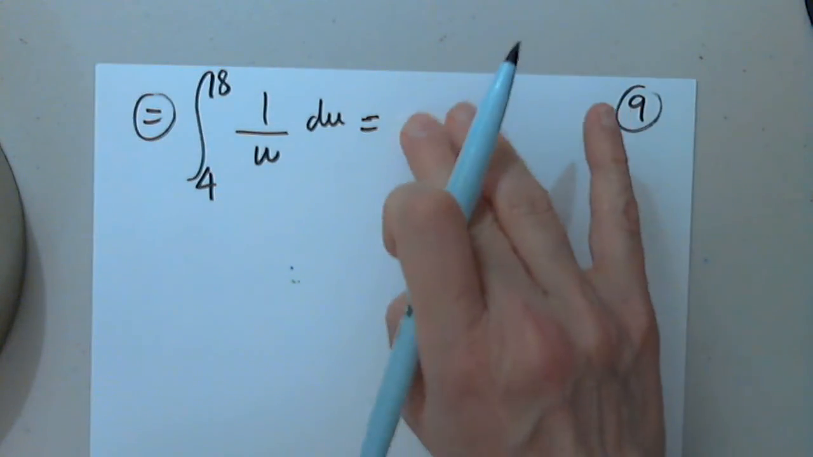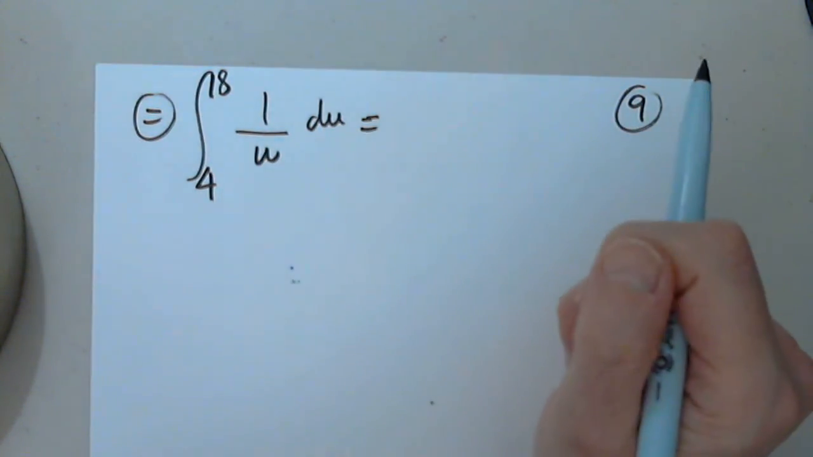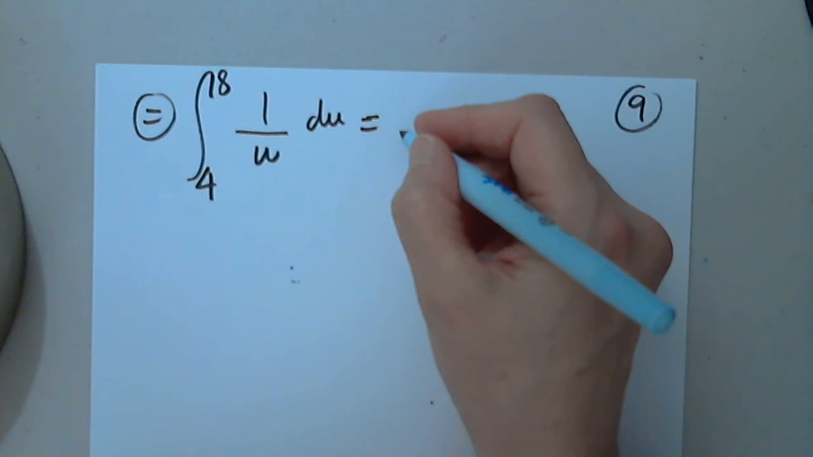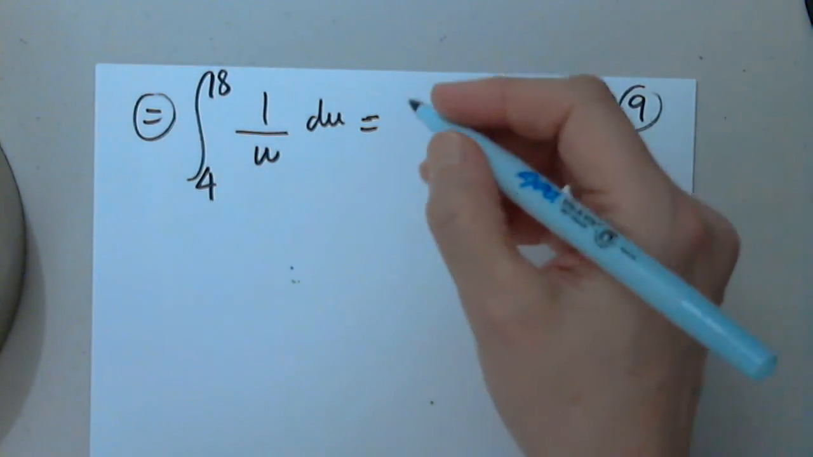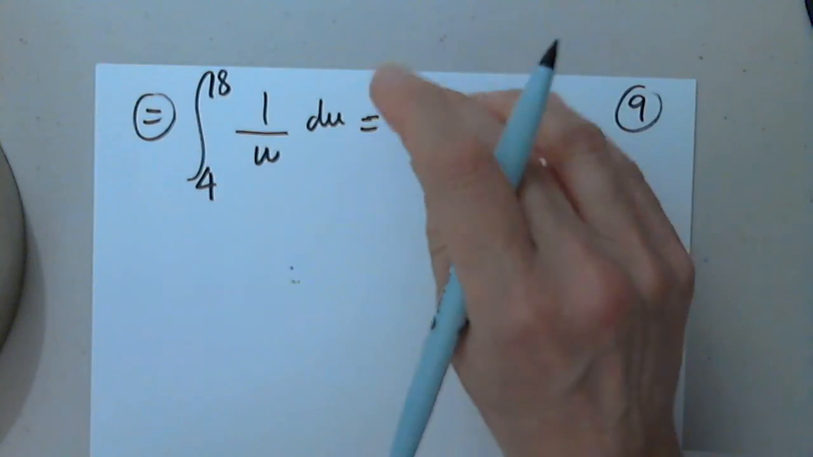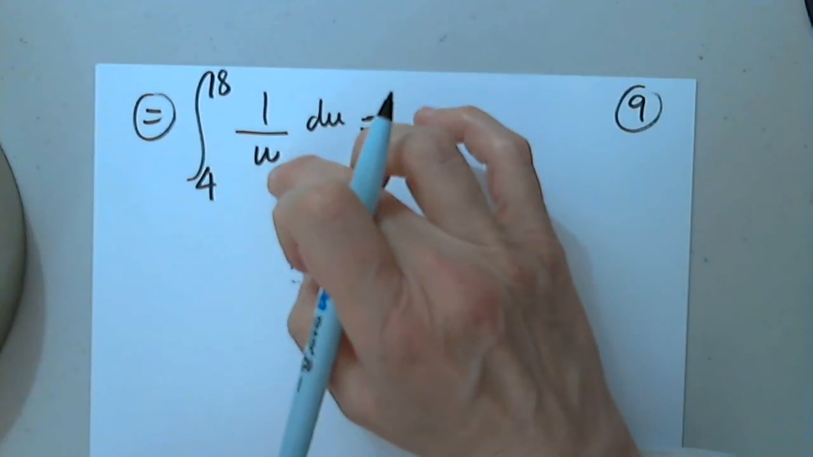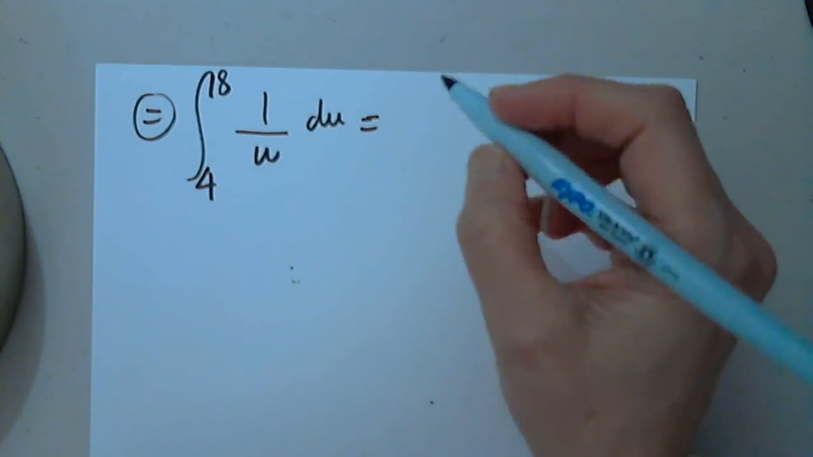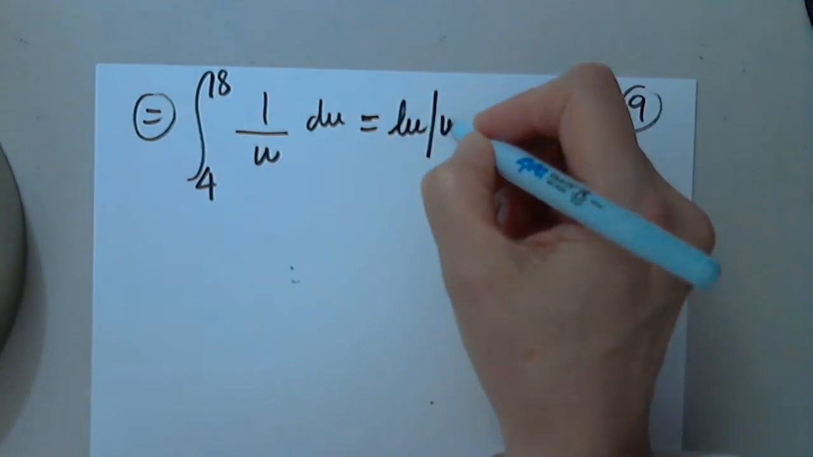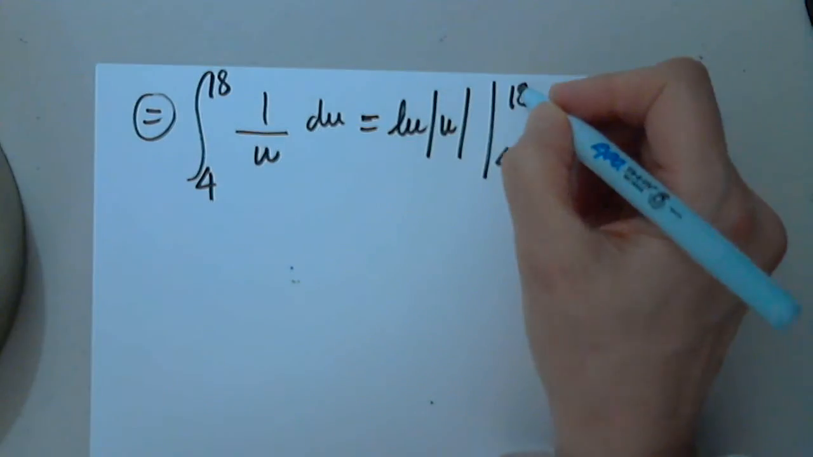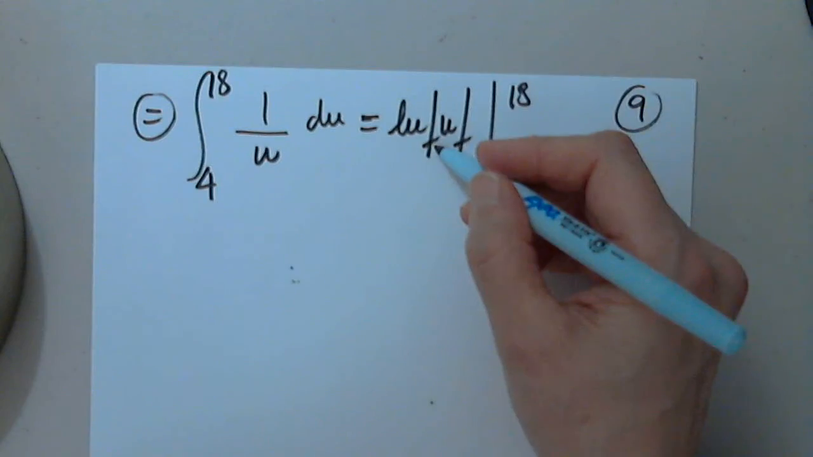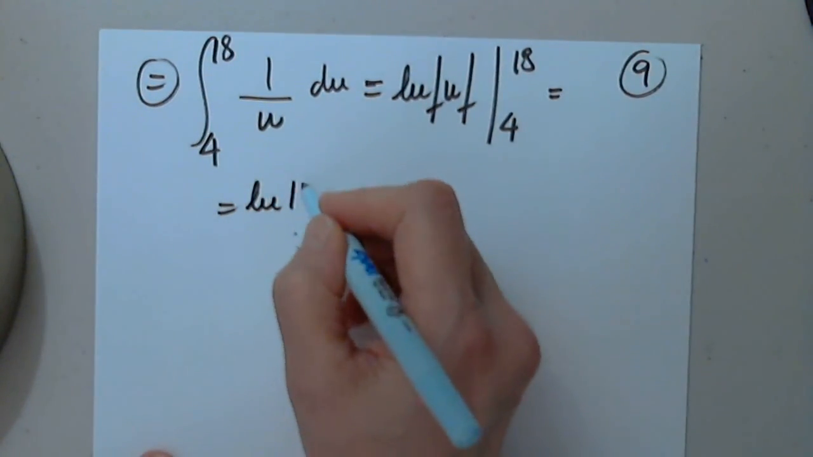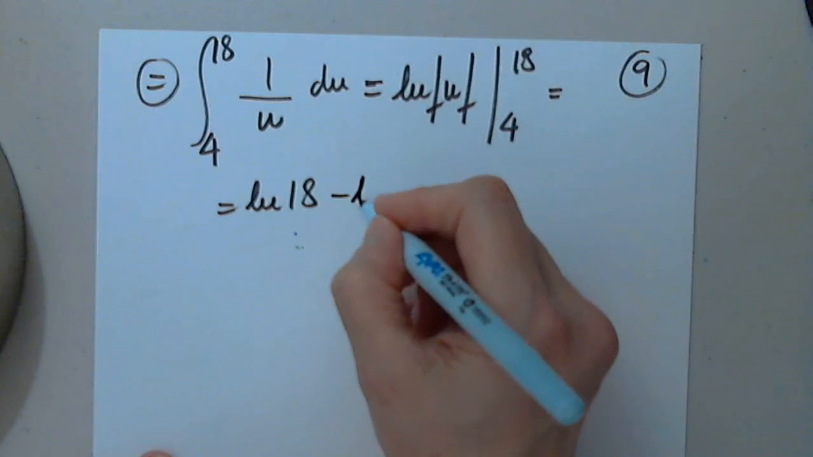What function prime is 1 over u? Minus u squared. Careful, there is only one function that goes with 1 over u. Only one. ln of u. ln of the absolute value of u from 4 to 18. You can say skip this because these are positive. I agree, but initially I have to write the absolute value. So this will be natural log of 18 minus natural log of 4.